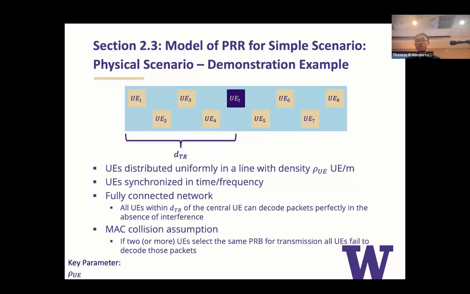We consider a scenario where the UEs are uniformly distributed on a line with a certain UE density, and we consider a fully connected network. That means all UEs are within the transmission range of each UE. So all UEs can decode packets perfectly if no MAC collision or half duplex error happens. For the MAC collision, we define that if two or more UEs select the same PRB for transmission, then all UEs will fail to decode those packets.